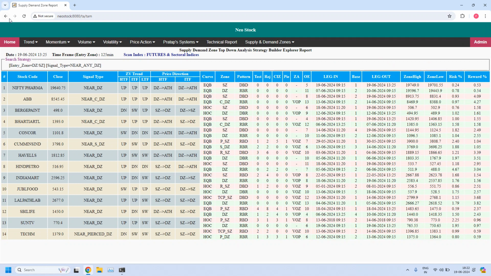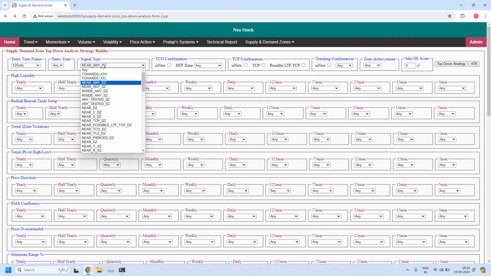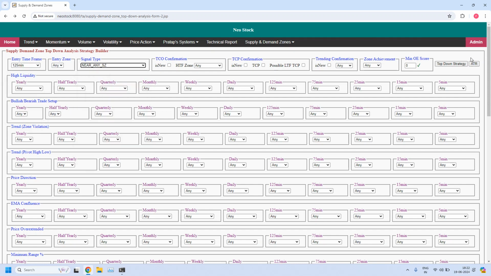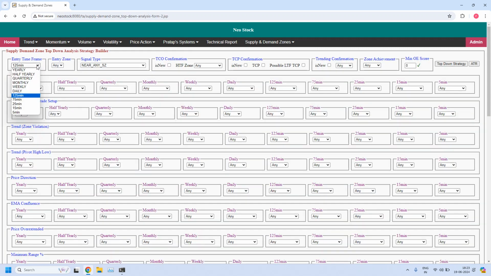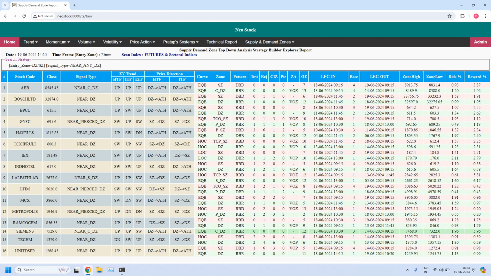Okay, I'm going back. For 125 minutes time frame, let us find the stocks near 125 minutes supply zone. 10 stocks are filtered near to the 125 minutes supply zone. So let me go back, changing the time frame to 75 minutes. Entry time frame is 75 minutes. Let us find the stocks near 75 minutes demand zone. 16 stocks are filtered near to the 75 minutes demand zone.